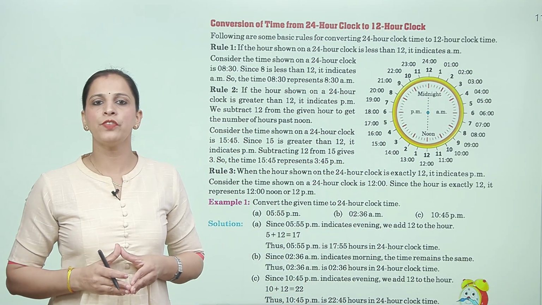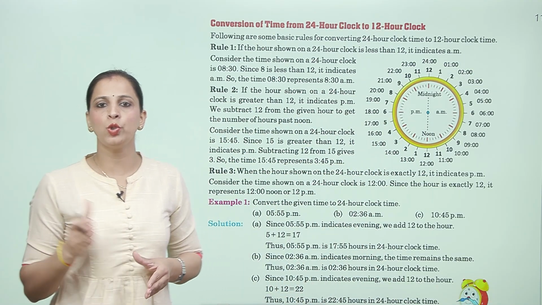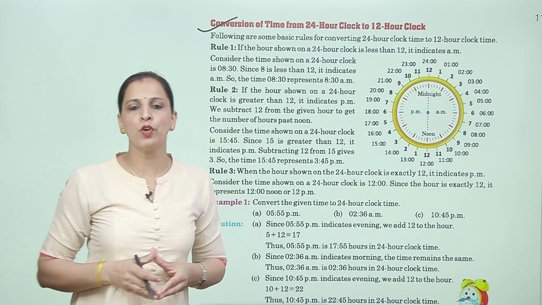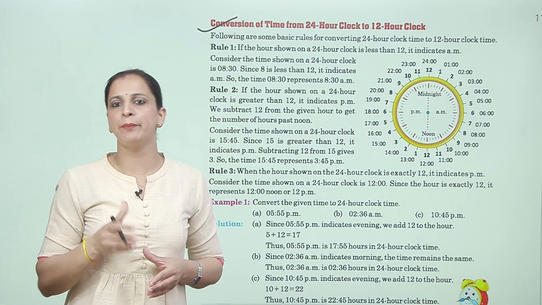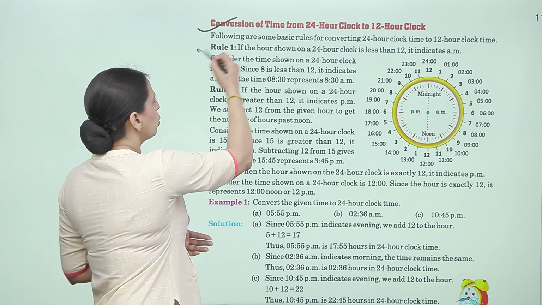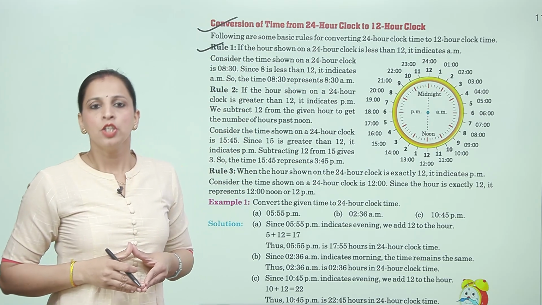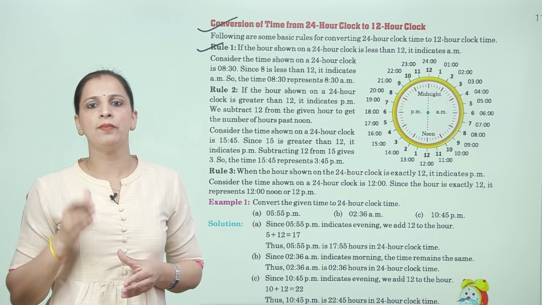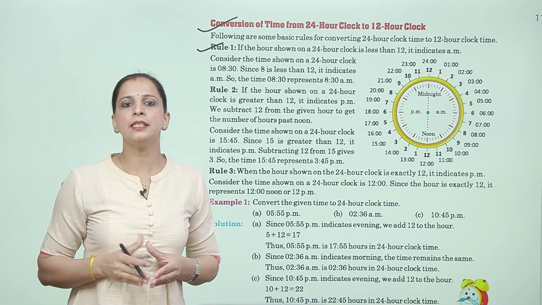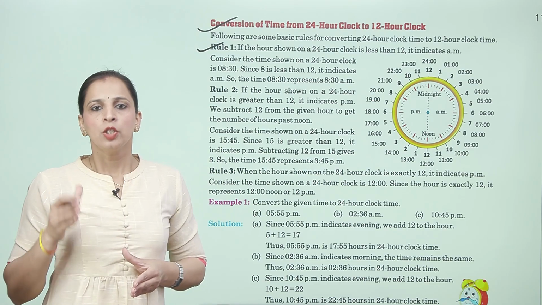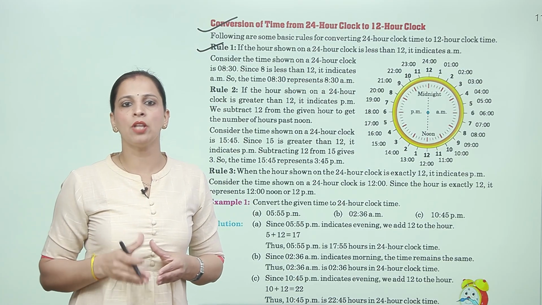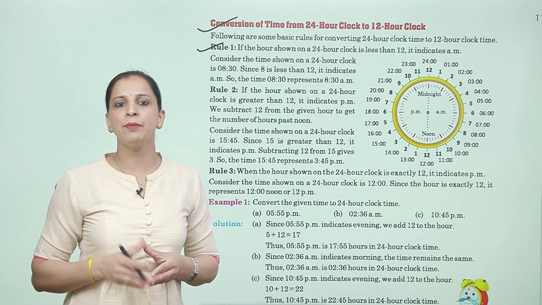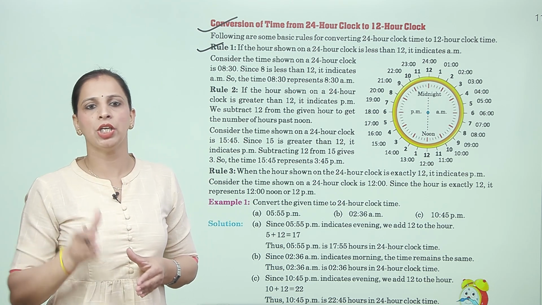Now, conversion of time from 24-hour clock to 12-hour clock. Following are some basic rules for converting 24-hour clock time to 12-hour clock time. Rule 1. If the hour shown on a 24-hour clock is less than 12, it indicates AM. Consider the time shown on the 24-hour clock is 8:30. Since 8 is less than 12, it indicates AM. So the time 8:30 represents 8:30 AM.